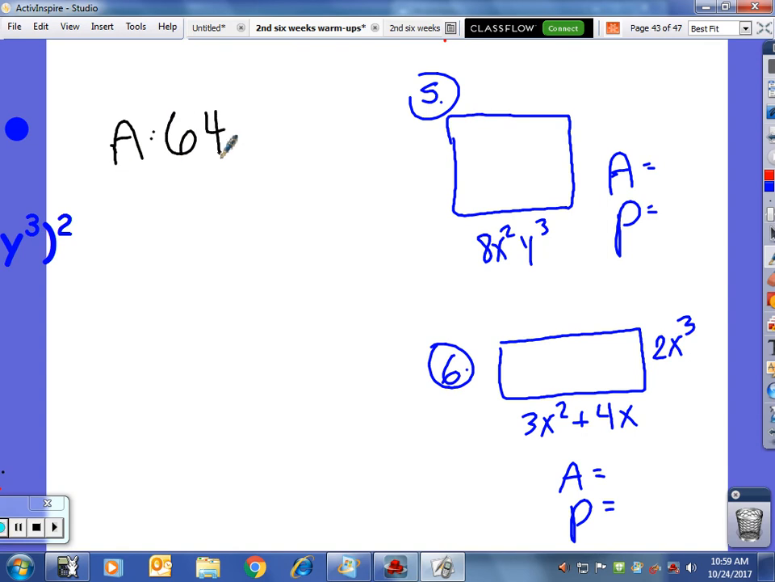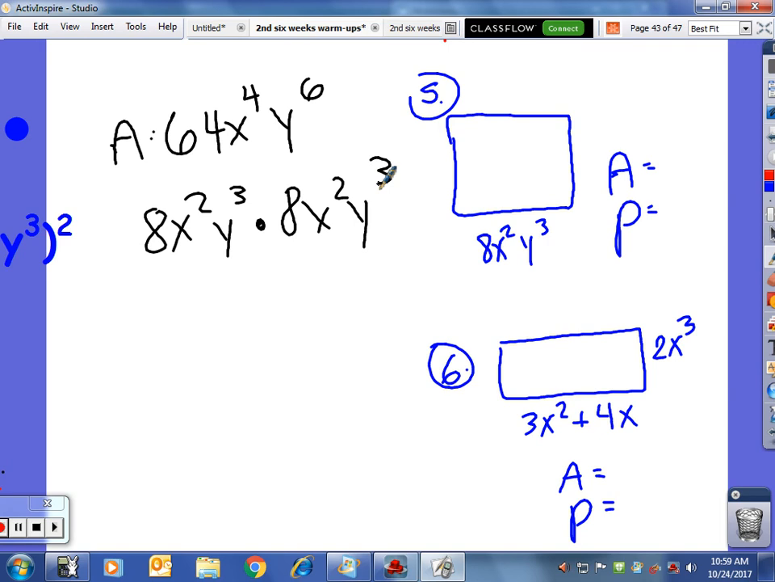64, x to the 4th, y to the 6th. Okay, it's 8x squared, y to the 3rd, times itself. 8x squared, y to the 3rd. Yeah, there's 3 y's here and 3 y's here. That's not going to become 9 y's, it's 6 y's. That's when you're raising a power to a power.